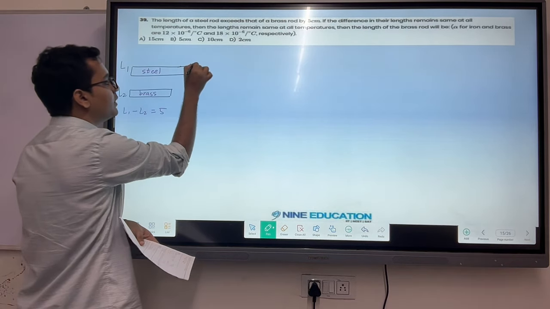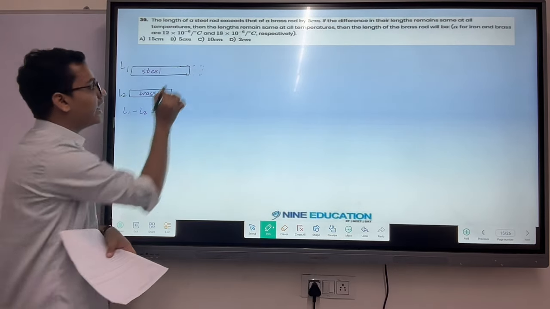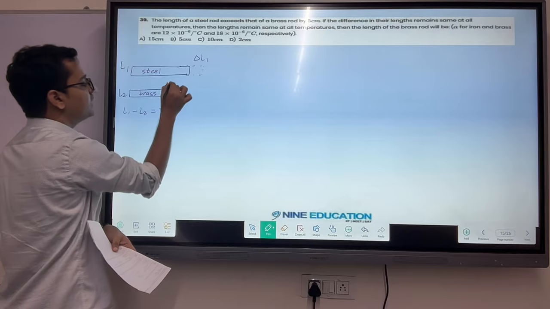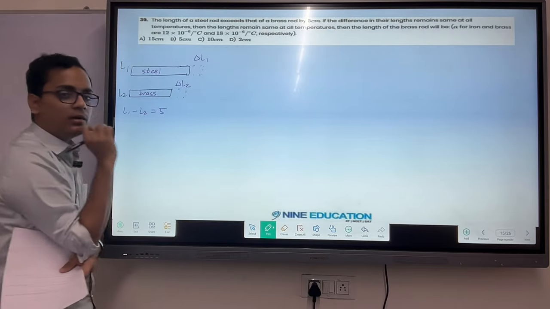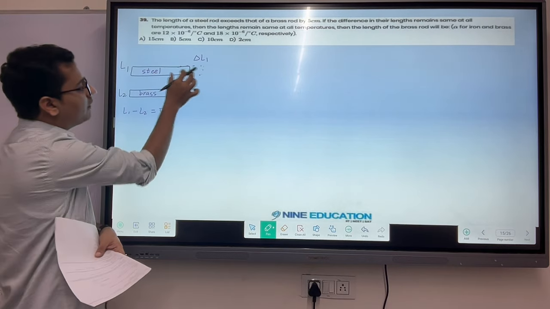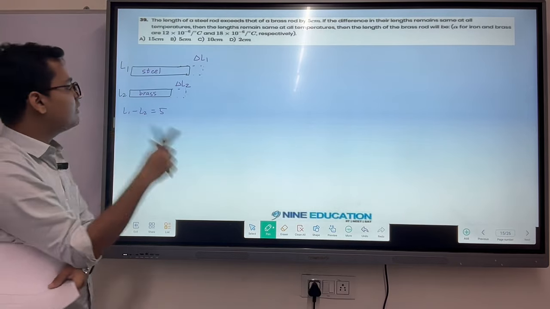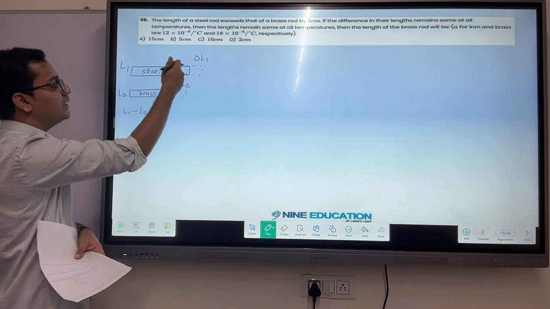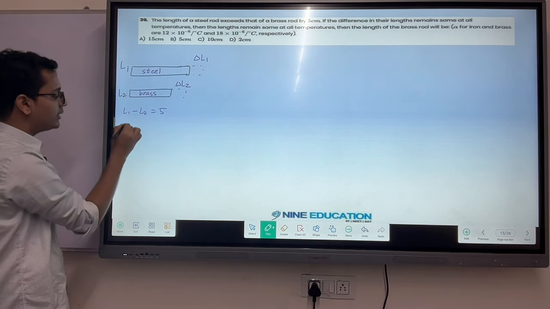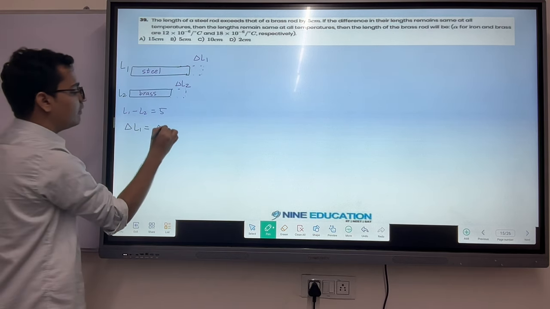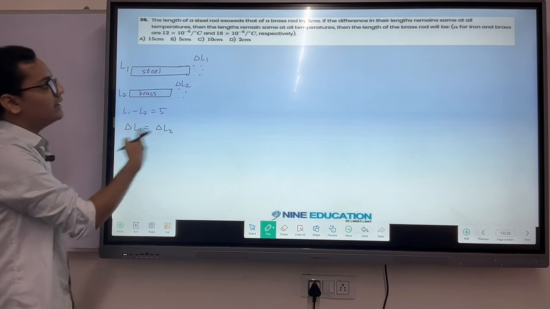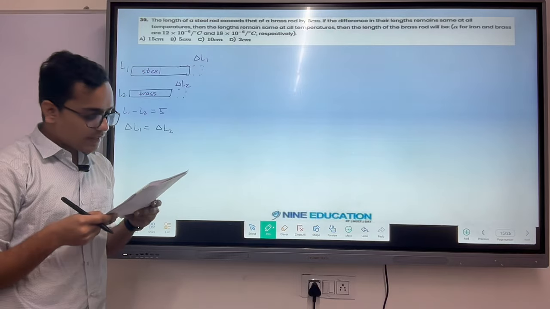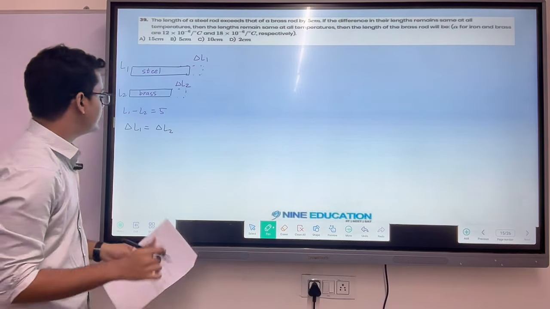If you increase the temperature, its length is going to increase by delta L1 amount. If you increase the temperature of this, its length is going to be increased by delta L2 amount. They are saying if the difference between these two lengths is always going to remain same, can I say the amount of length by which they are increasing, that should also be same? So delta L1 is equal to delta L2. Why did I write this? Because it is mentioned that the length difference between these two rods is always same.